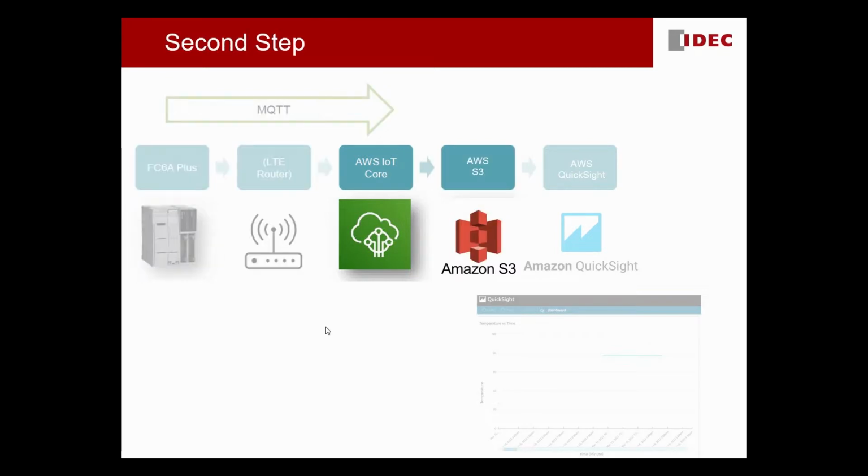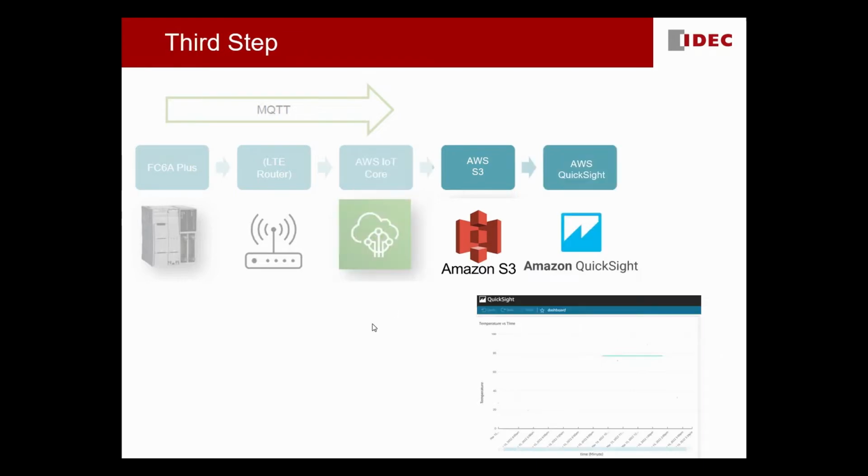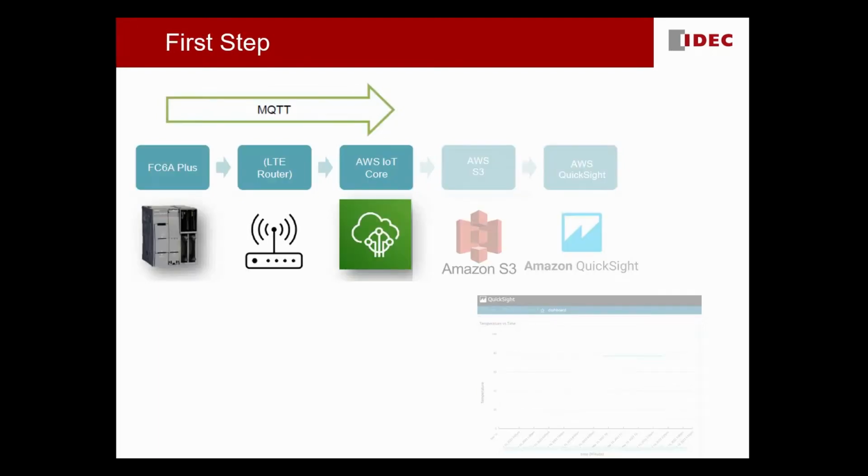For the second step, it is mainly to store the data uploaded to AWS IoT Core to AWS S3. And the final step, the third step, mainly is to link up AWS QuickSight with AWS S3 so that AWS QuickSight can get all the data from S3 and display it on a dashboard. Let us take a look at how we can achieve that.